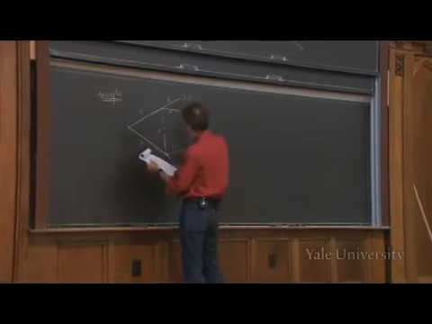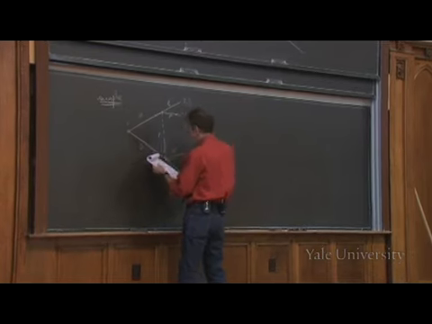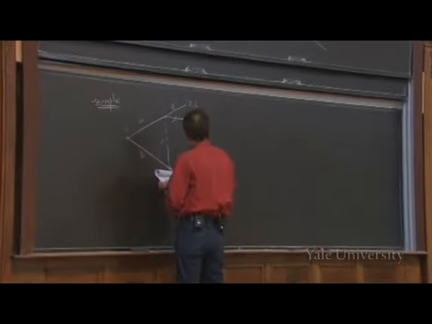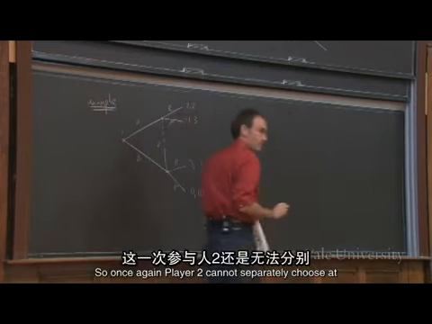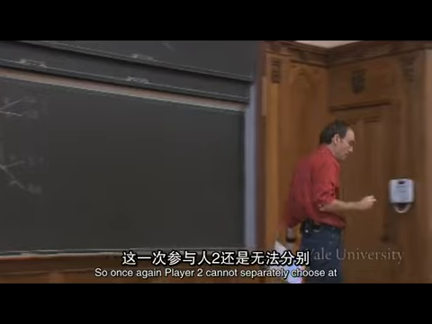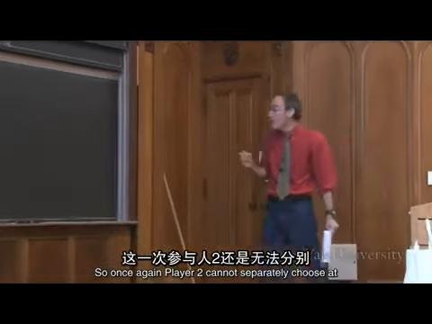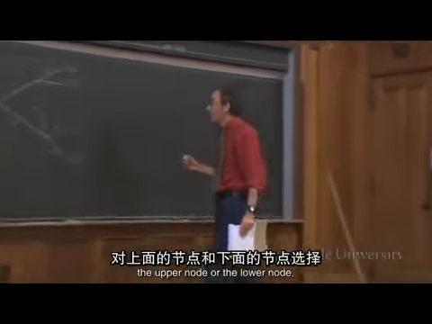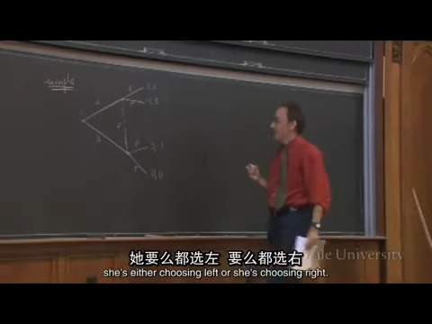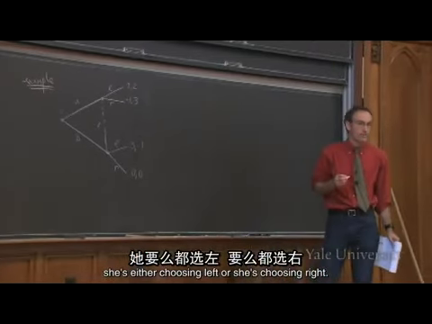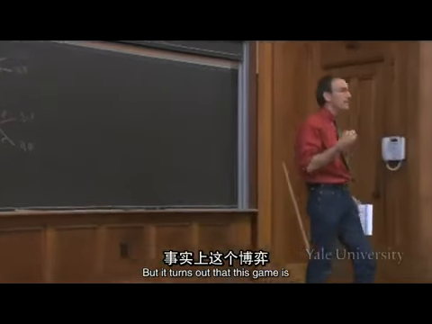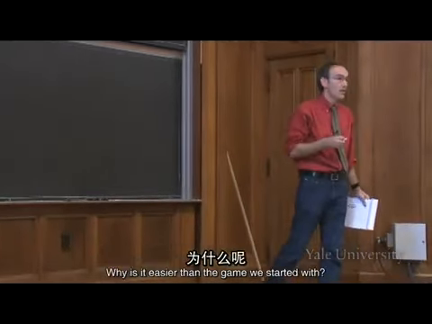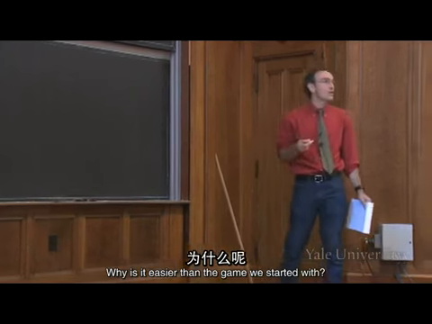2, 2, minus 1, 3, 3, minus 1, and 0, 0. All right, so once again, player 2 cannot separately choose at the upper node or the lower node. She's either choosing left or she's choosing right. But it turns out that this game is a little easier than the game we started with. Why is it easier than the game we started with?